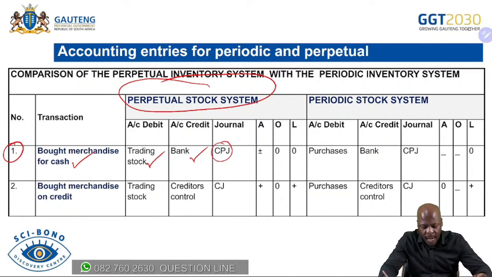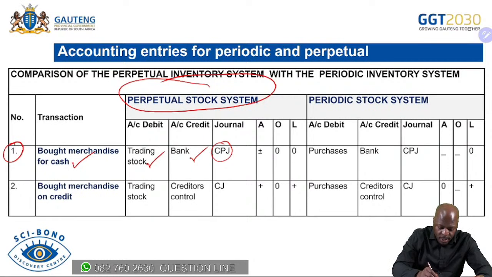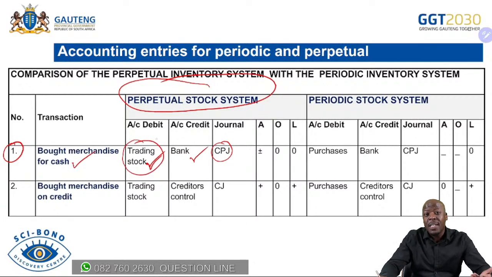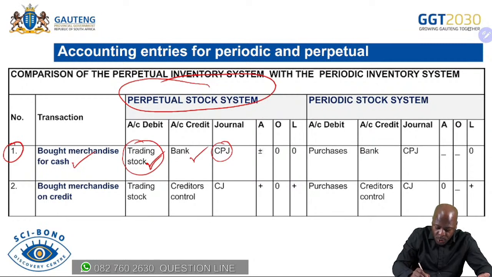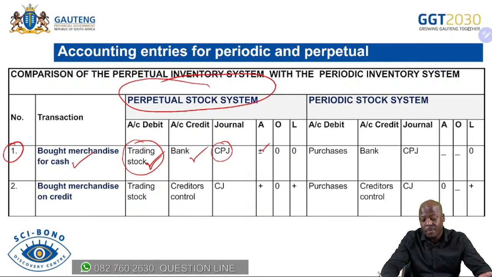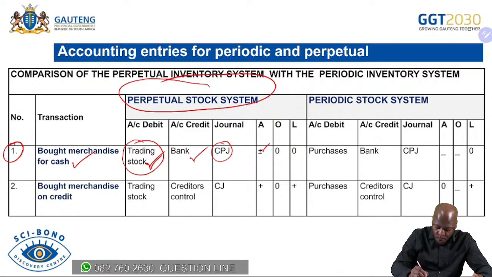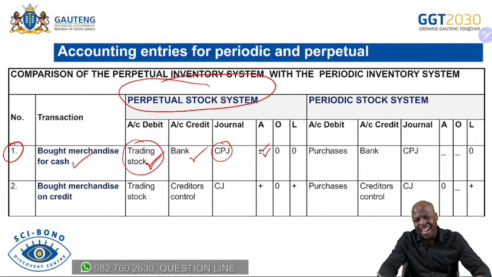Now, how will it affect our assets, owner's equity, and liabilities? The moment we debit trading stock, we understand that trading stock is an asset. That means our assets are going to increase. So you're going to have a plus on your assets. And the moment we credit our bank, with the assumption that bank is favorable, your assets will decrease and you have a minus on your assets. So it becomes a plus and a minus. Remember, your accounting equation has to balance.